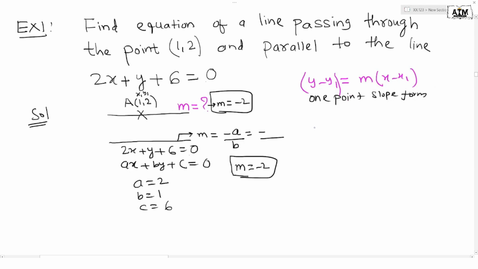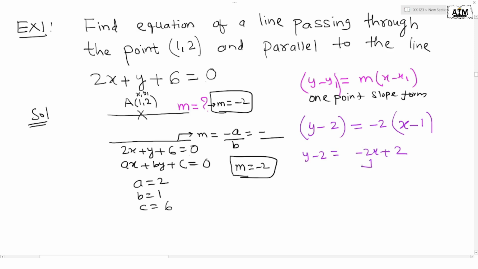Now we'll apply one point slope form. y minus y1. x1, y1 are the coordinates of given point. So x1 is 1 and y1 is 2. So putting these values here, y minus y1, y will remain the same, y will not be changing. So here y minus y1, that is y minus 2, equals m which is minus 2, and x minus x1, that is x1 value is 1. So putting 1 here. Now simplifying, opening all the brackets, y minus 2 equals minus 2x plus 2.